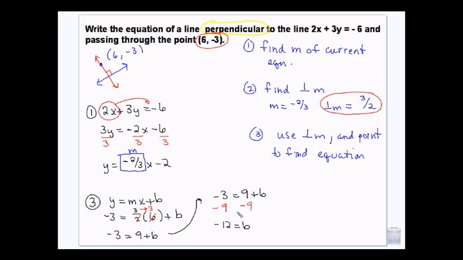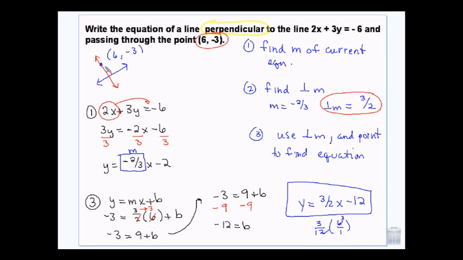Now I take b and I take m. And here's my final answer, the equation. Okay, so if these were drawn correctly, this right here would be the equation of this red line. So this is the line that goes through this point and is perpendicular to that other line.